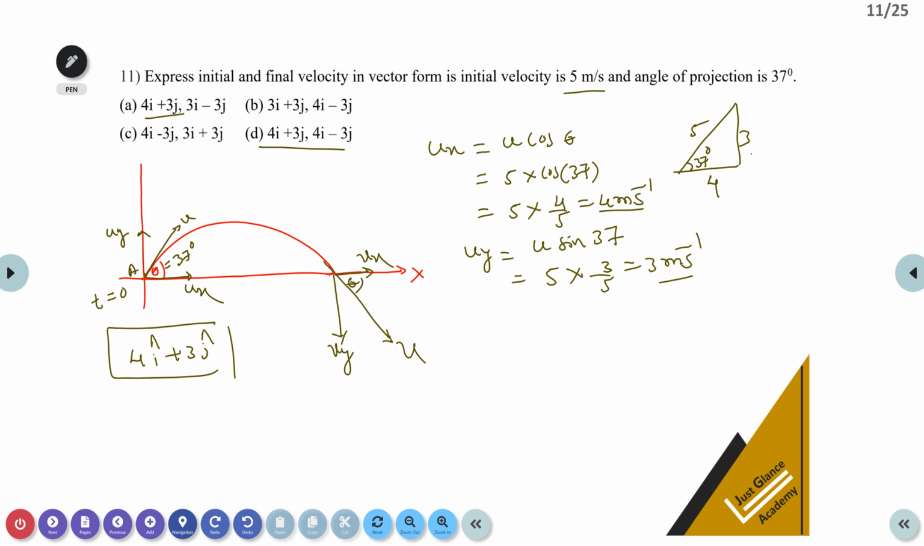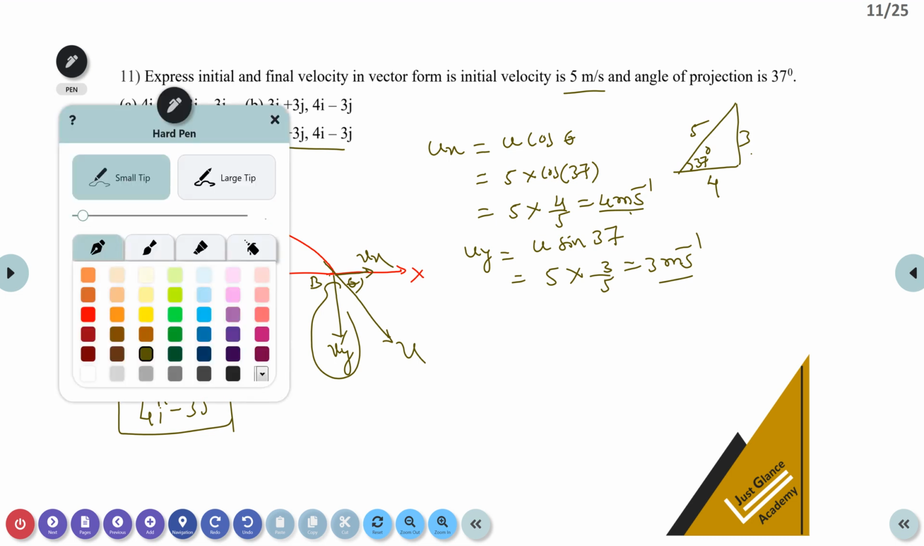Next, at point B, you see, the horizontal component will remain same. Horizontal means which one? This one. It is 4i. It remains same only. 4i. But here you see the y component is along the negative y direction. Now it becomes minus 3j. That is 4i minus 3j. So this is the choice, 4i minus 3j. So A is the right choice.